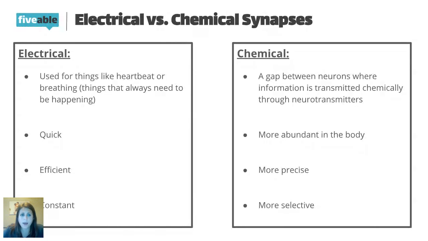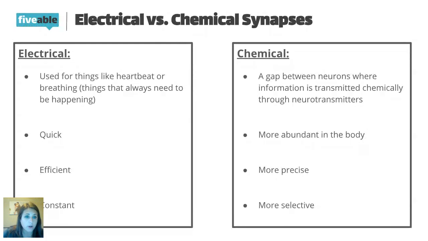Chemical synapses are a little bit different. So this is where the gap between the neurons, remember, neurons don't touch, the gap between the neurons where information is transmitted chemically through neurotransmitters. So neurotransmitters are chemicals, therefore that's a chemical synapse or a chemical reaction that's happening. Inside every neuron, doesn't matter what kind, it's an electrical message, but then the message that's going across the synaptic gap can be either electrical or chemical. And so when we're talking neurotransmitters, we're talking chemical.